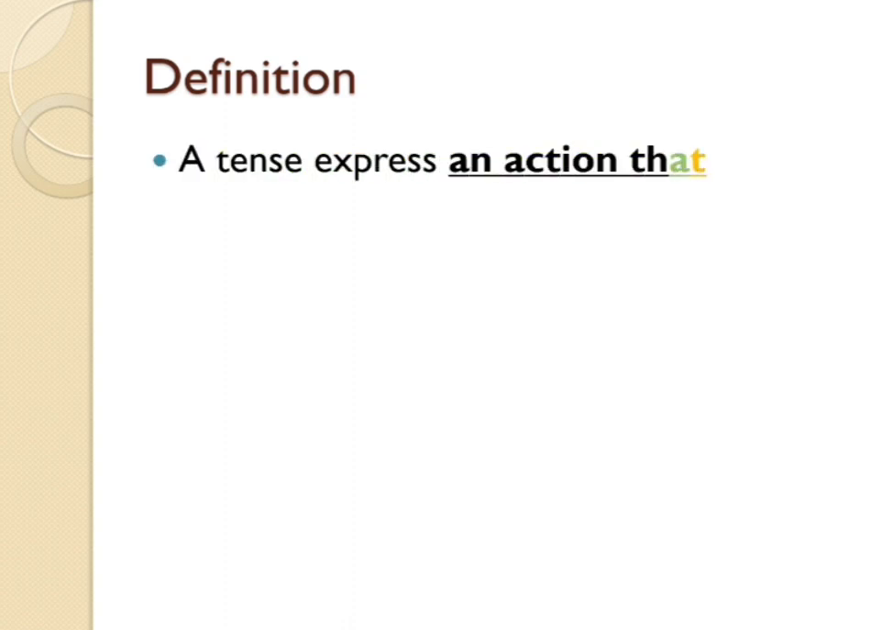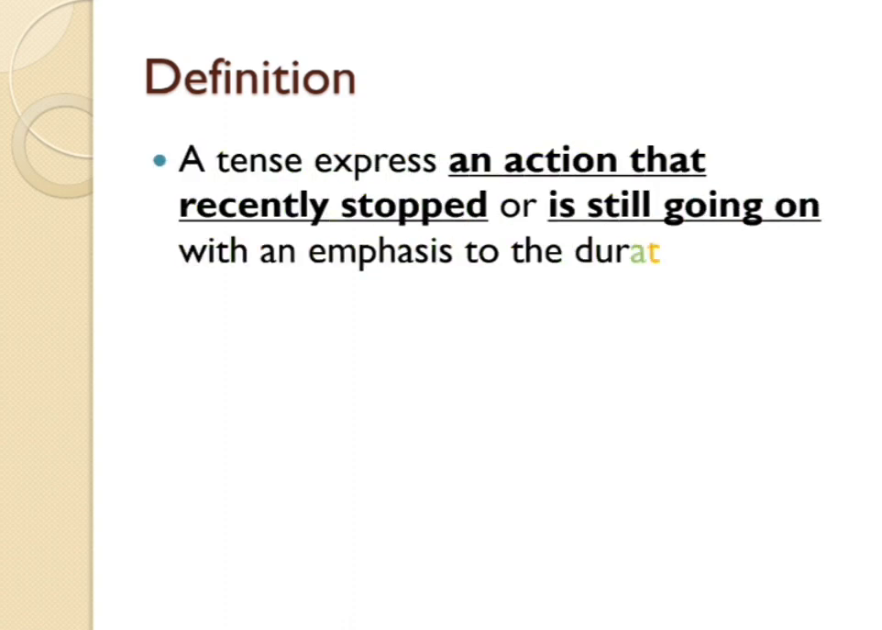And that brings us to the definition of this tense. You must have guessed it already, but let me put it in words. A tense that expresses an action which has recently stopped or is still going on with an emphasis to the duration of the course of action is called the present perfect continuous tense.